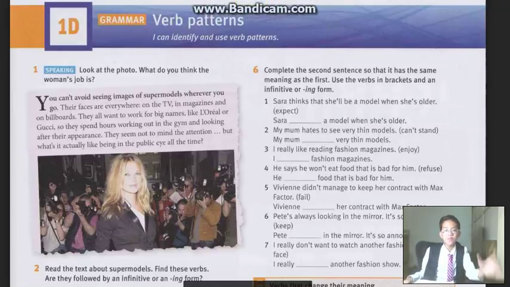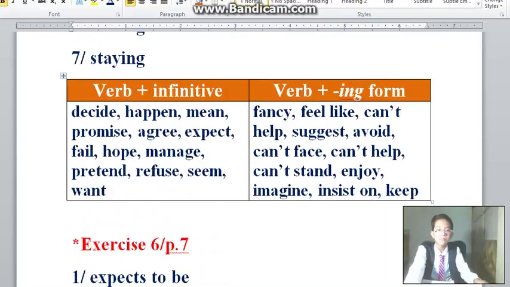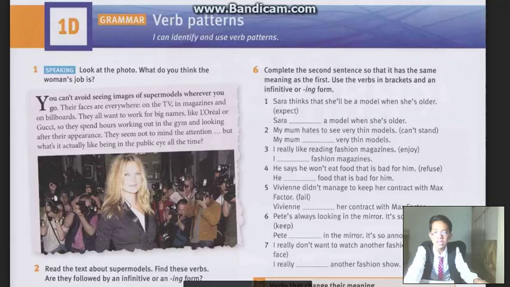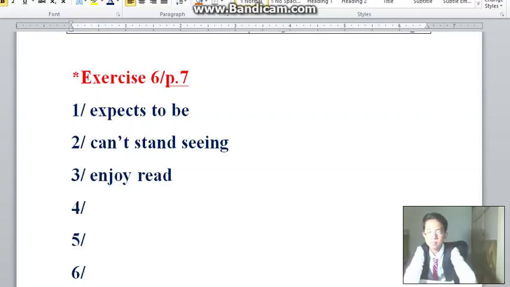Let's see number three: I really like reading fashion magazines. They gave us the word enjoy. Enjoy plus verb ing. Then we find the verb: I reading fashion magazine. Read is the verb, plus verb ing, that is reading. And the subject is I, so it is the base form. We won't put S or ES.